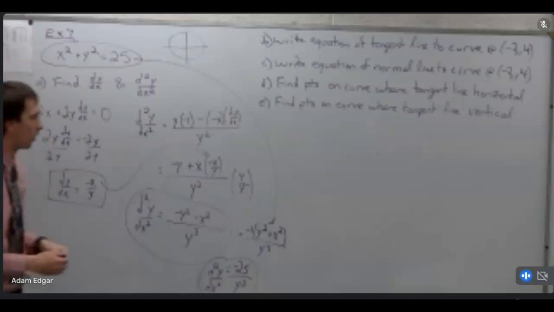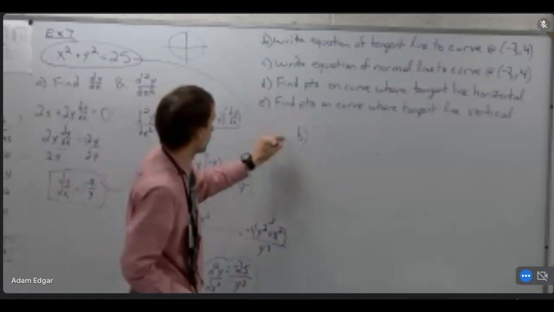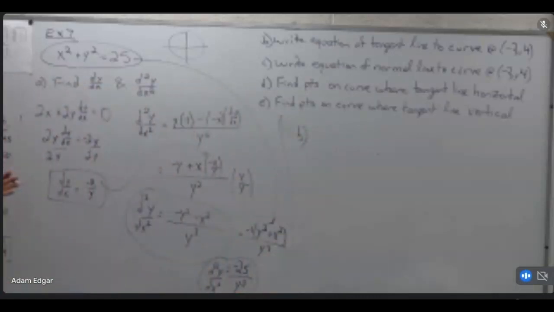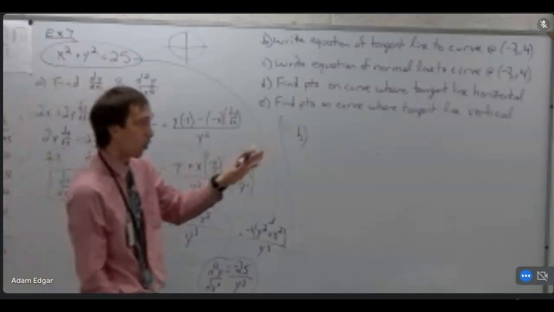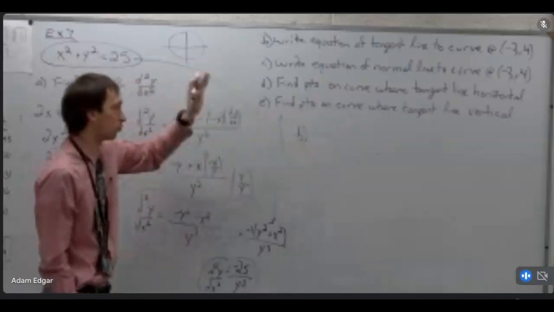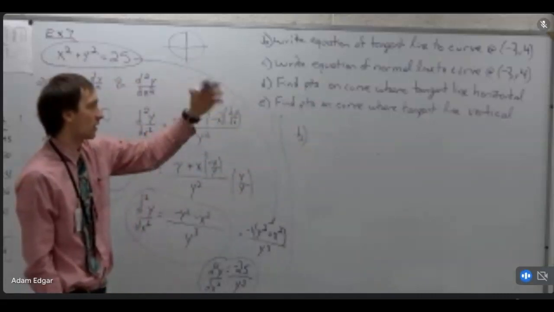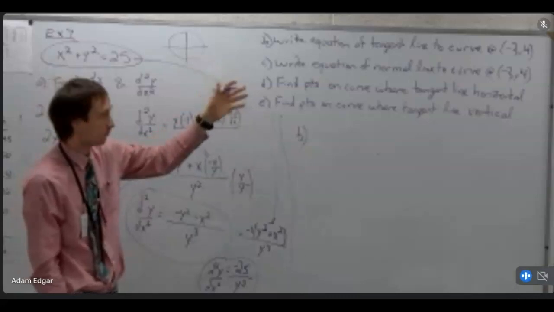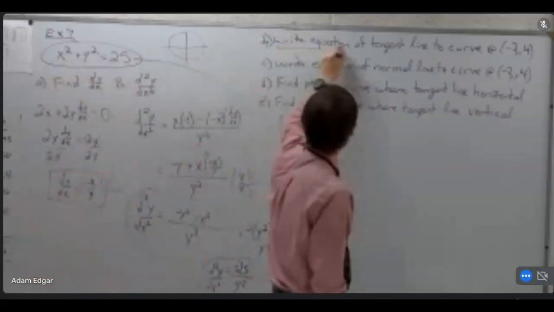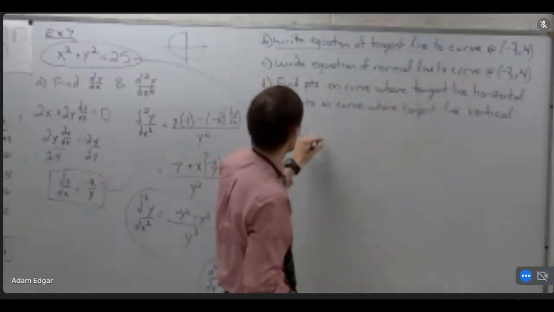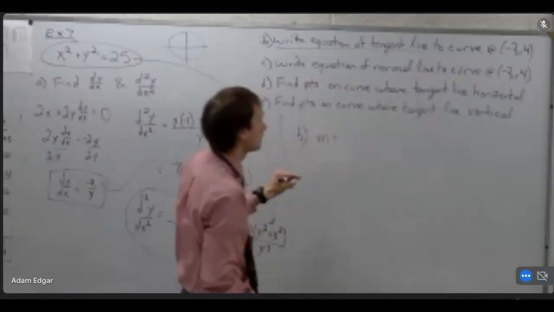So in part B, we want to write the equation of the tangent line to the curve at this point, -3, 4. So we have the point, the whole point, -3, 4. You don't need to find your y coordinate or anything. But what do we need to find to write the equation of the line? Slope. So to write the equation of the line, if you've already got the whole point, all you still need is a slope. So the slope is based on what?